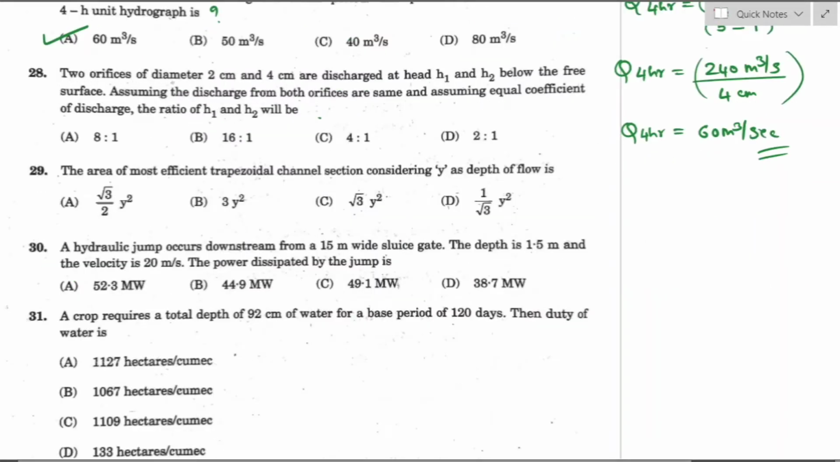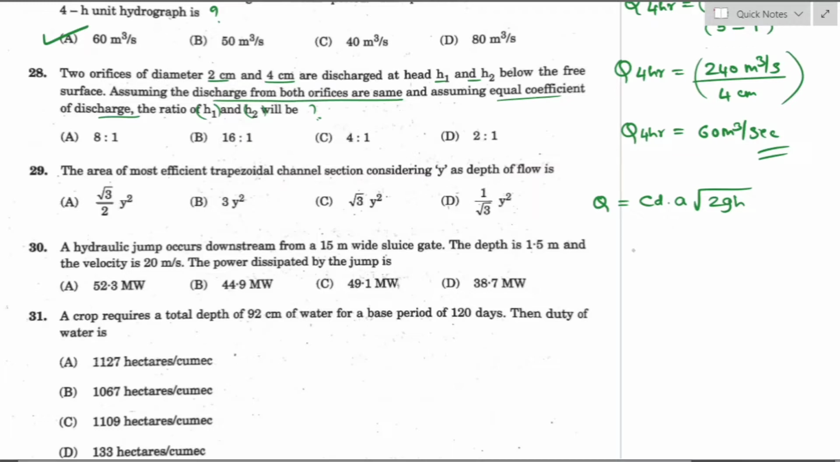Question number 28. Two orifices of diameter 2 cm and 4 cm discharge at heads H1 and H2 below the free surface. Assuming the discharge from both orifices is the same and assuming equal coefficient of discharge, the ratio of H1 and H2 will be. We know that for an orifice, the discharge is calculated by the formula coefficient of discharge into area of orifice into square root of 2gh.